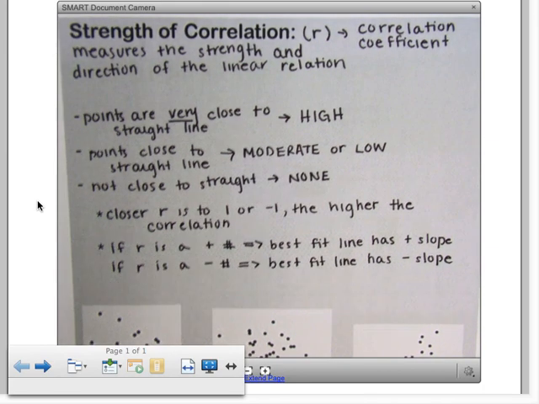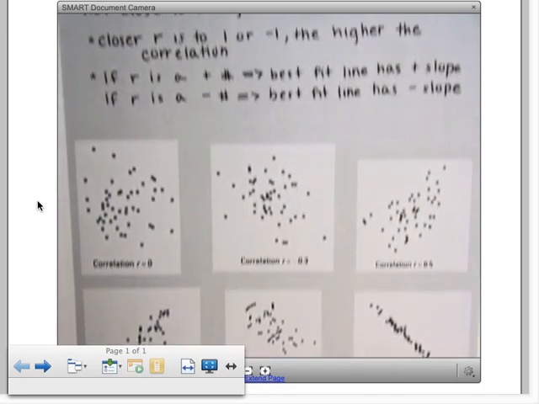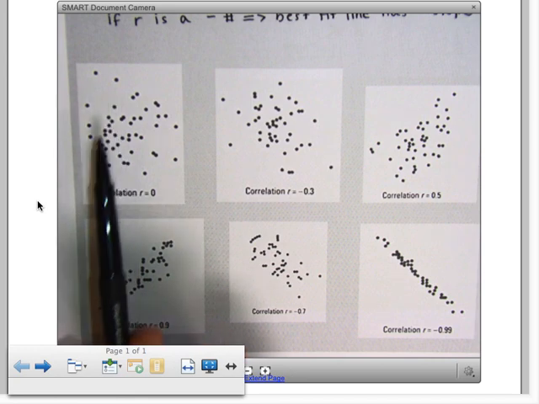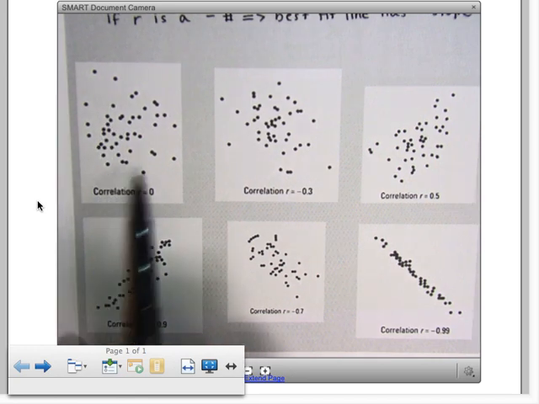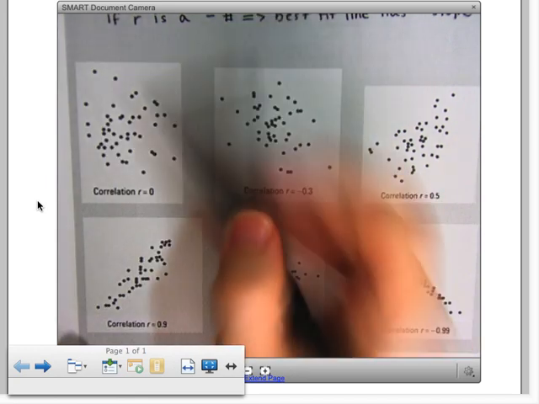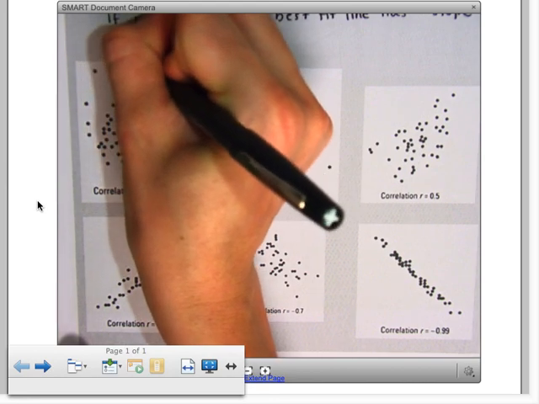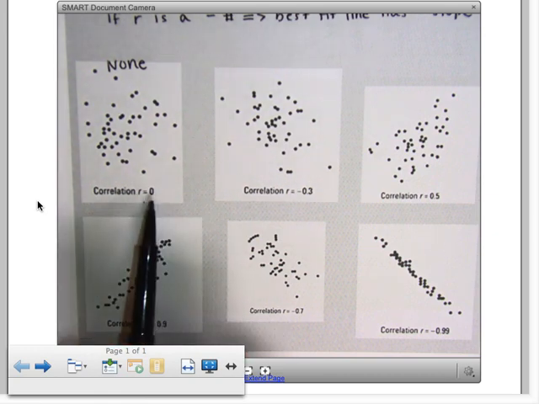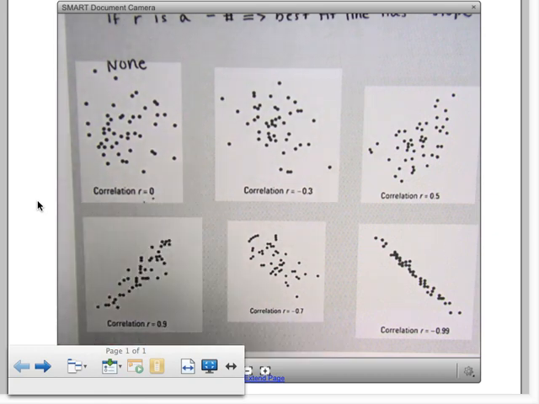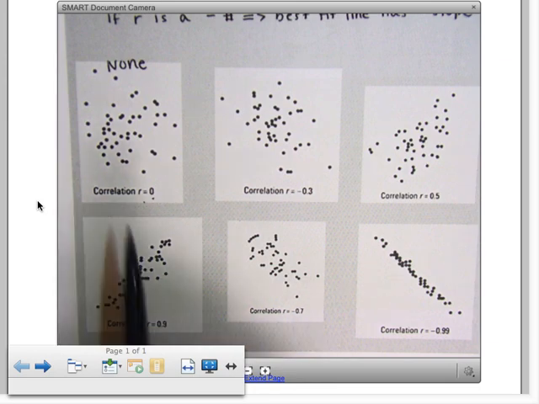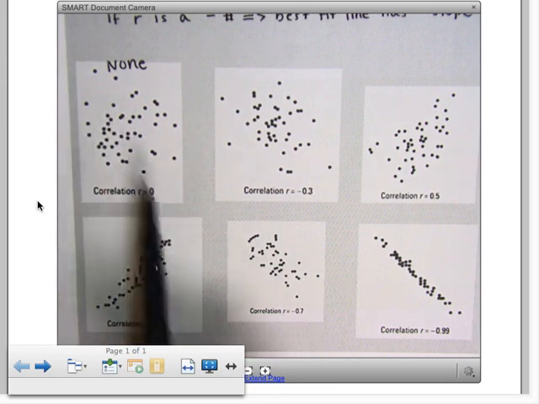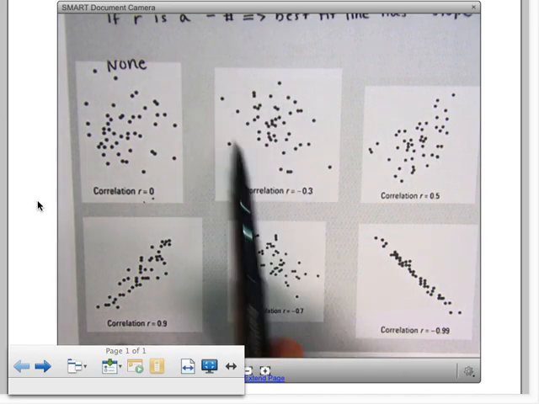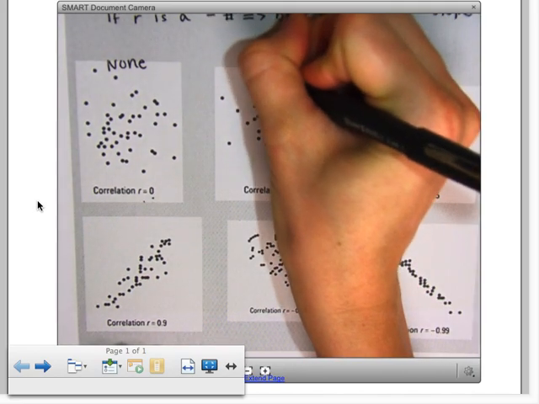Okay, these graphs down here, they are not on your sheet, but we're just going to kind of look at them for a second. So if we look at this first graph here, the points are nowhere close to a straight line, so we would say that there would be no correlation. And then if you look at the R value, which comes from your calculator, R is 0. So remember, the closer R is to 1, the closer it is to a straight line. So since it's nowhere close to a straight line, R is as far away from 1 as possible. Same thing over here. Points are nowhere close to a straight line, so we'd say none.